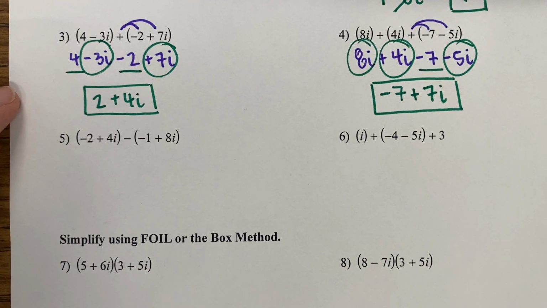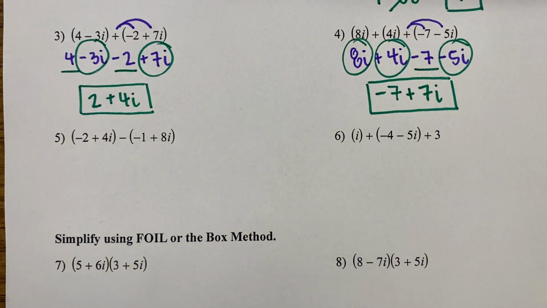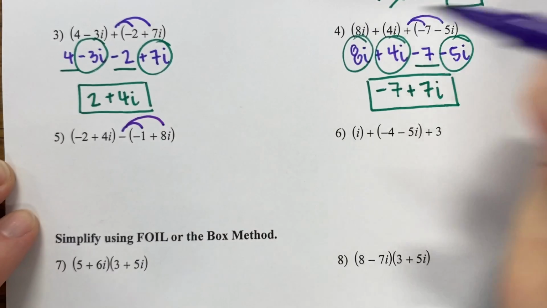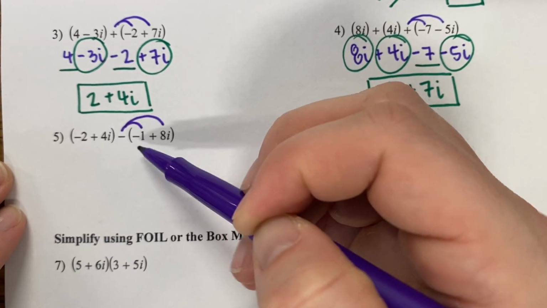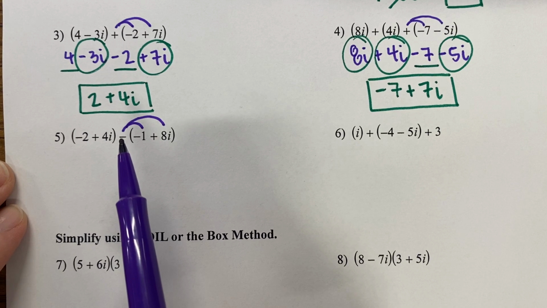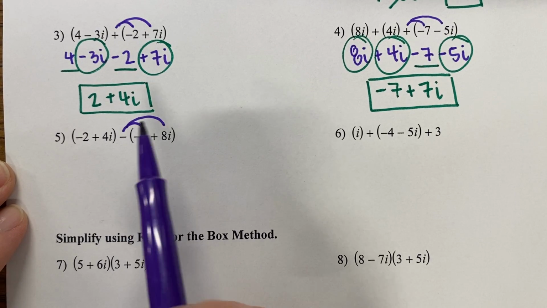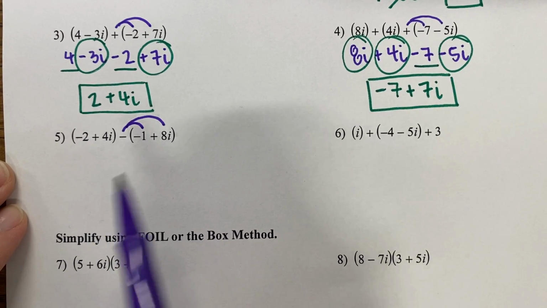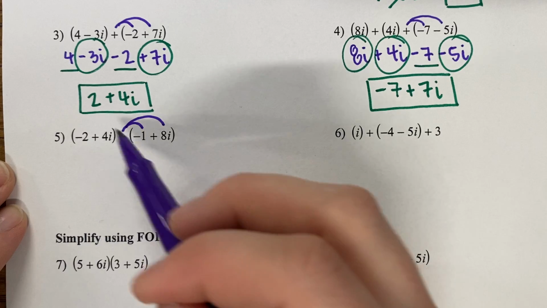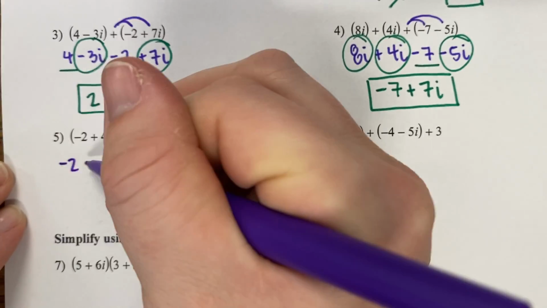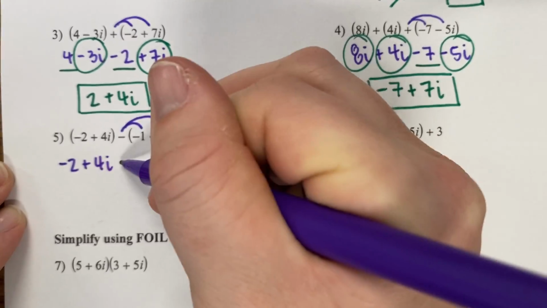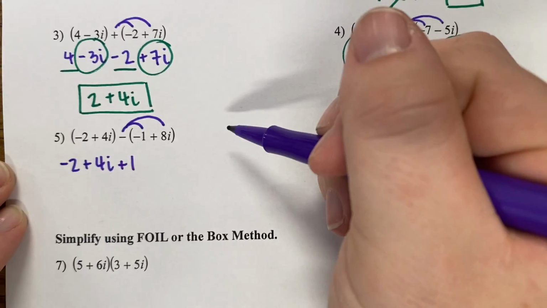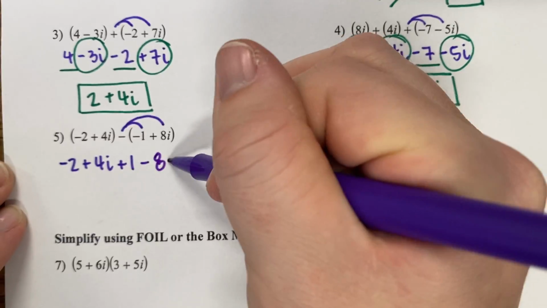Okay, number 5. So now notice the sign in the middle is subtraction. Okay, so whenever you see a subtraction sign, it's going to distribute and actually change those signs, because negative times a negative is what's going to turn that to a positive. Negative times a positive is going to change that to a negative. So that's why those signs change. But again, the first guys, they stay the same. -2 plus 4i. Again, negative times a negative turns into +1. Negative times positive 8i, negative 8i.